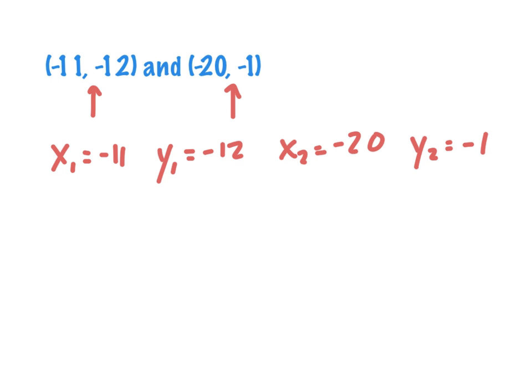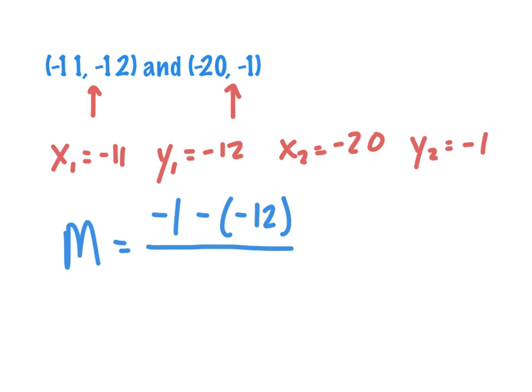Lots of negative numbers in this particular calculation. We won't panic though. We can handle these. So once again, our job is simply to substitute these 4 values into our slope formula. Our slope formula is m equals y2, which is negative 1, minus y1, which is negative 12. Put that second one in parentheses so we don't get confused with all the negatives. And in the denominator, we'll have negative 20 minus negative 11. x2 is negative 20 and x1 is negative 11.